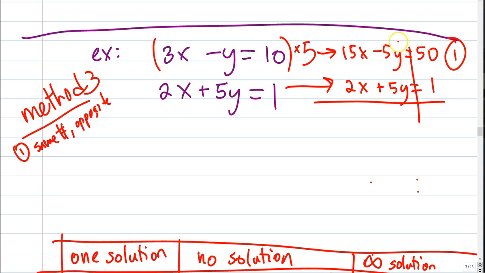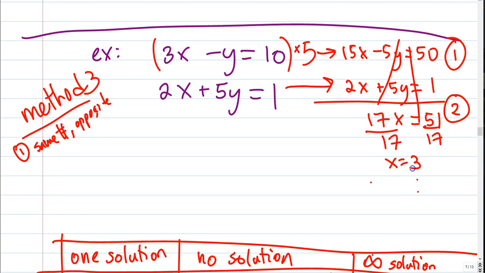So I combine. Negative 5 plus 5 is 0. So how about 17x equals 51? That is combine and solve, dividing both sides by 17. How about x equals 3? Am I done? Step 3. Take that number and plug it into either of the equations, and we have to solve for y.